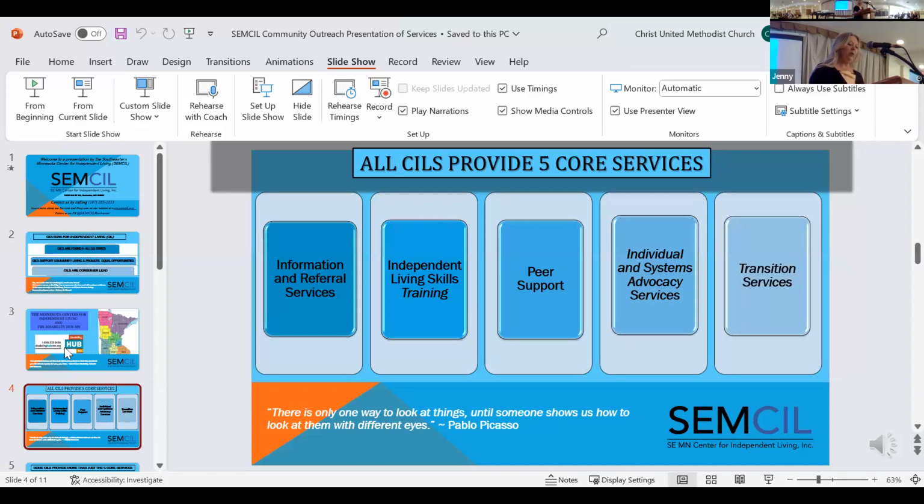That's 3. So the 4th one is individual and systems advocacy. Individuals learn the skills to advocate for themselves and make informed choices. So we are here to help assist that and navigate and help individuals learn how to advocate for themselves, not only on the level of advocating maybe just with your employer, with a teacher at school, all the way up to the Capitol and systems advocacy.